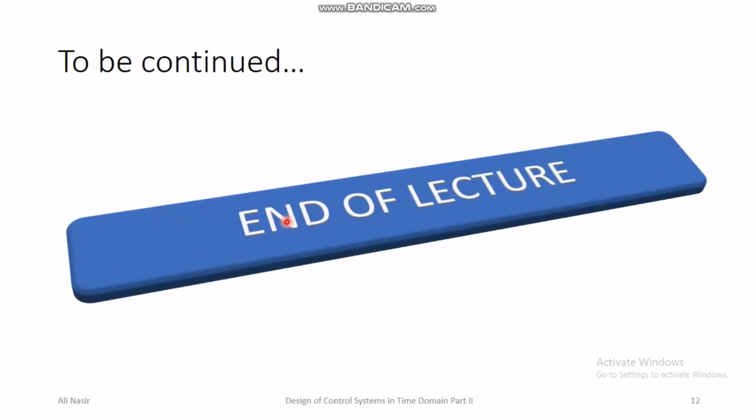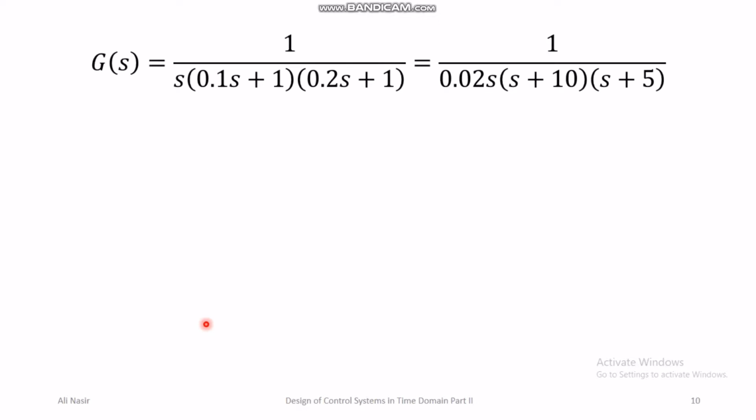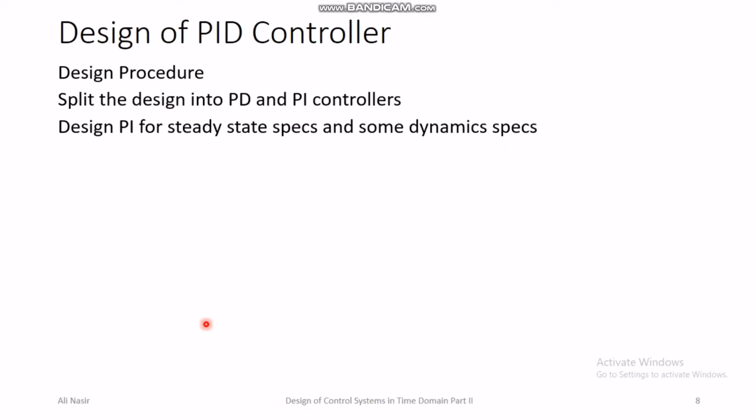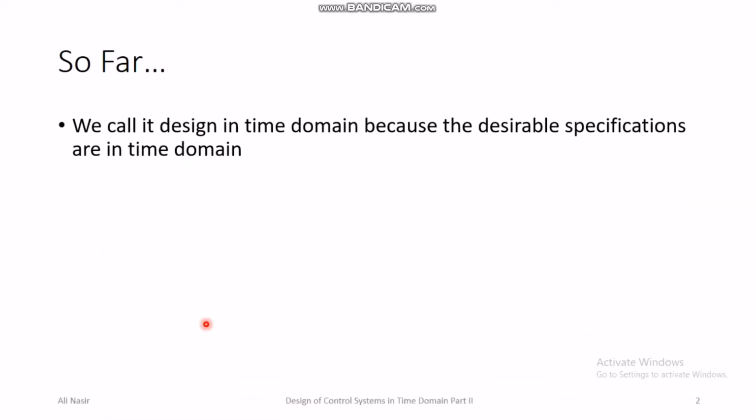But here I would like to take a break, and we will continue this example in the next lecture, where we will see how we complete the controller design to meet all the specifications. At the end, I would just like to revise the whole lecture so that you know what we have discussed so far. This is the second lecture in the series of lectures on time domain controller design, and today we started our discussion with the previous findings, that time domain controller design means that the desirable specifications are in the time domain.